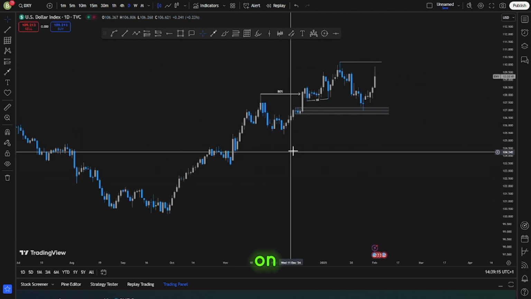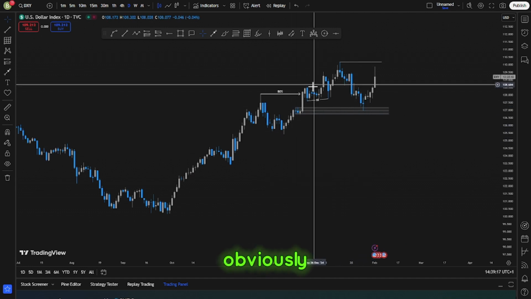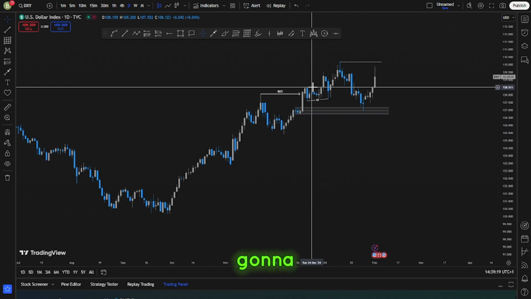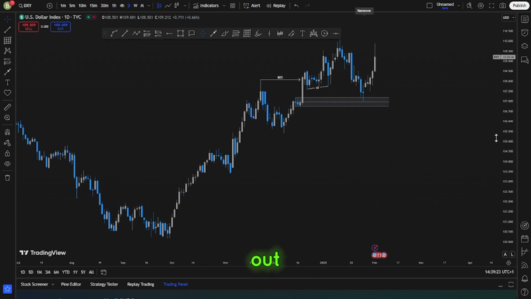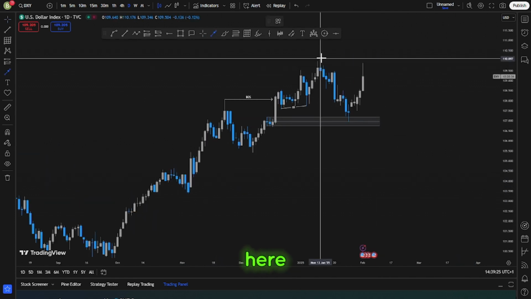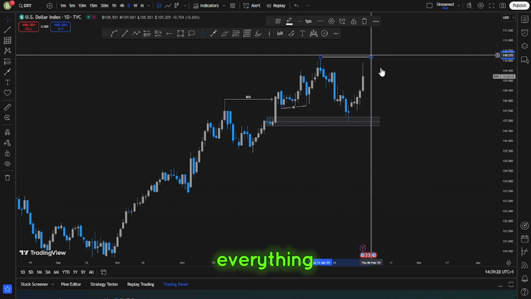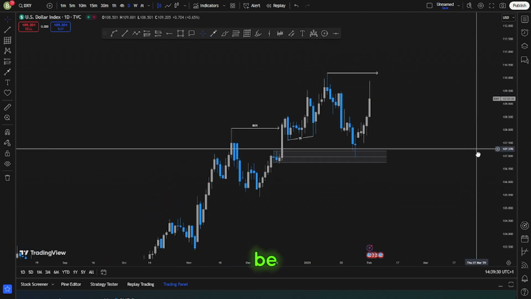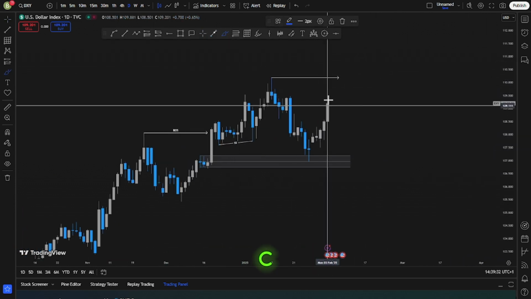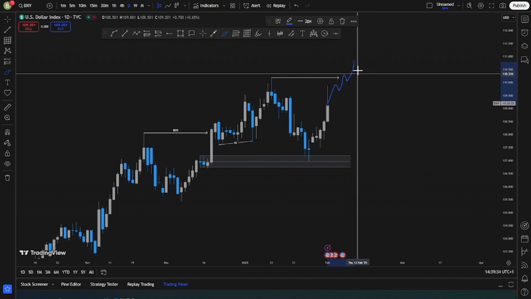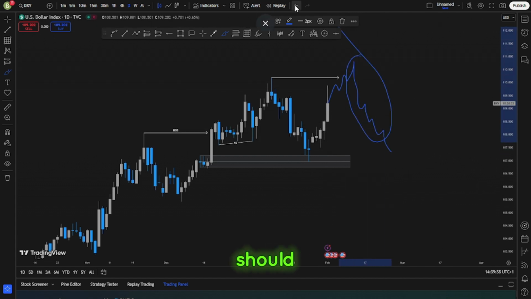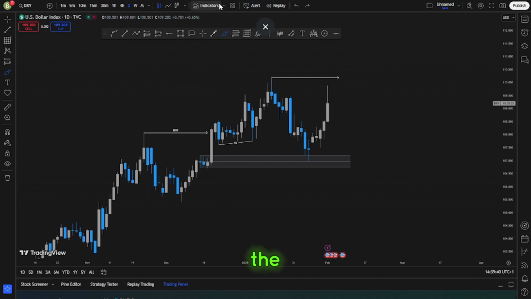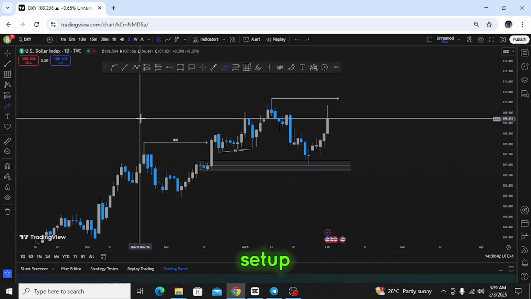As you can see here on the daily, we are buying, and then on USD CHF, it means that we're gonna expect maybe some selling opportunities. Let's say if we take out this high here, because I'm trying to correlate everything, and the dollar should be corresponding with USD CHF, but it's not a must. So let's say maybe we take out here and then we pull back. This pullback here should be a nice sell on the USD CHF setup, guys.